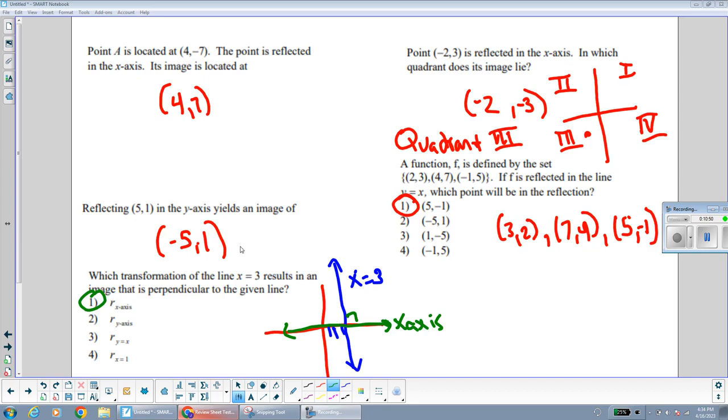If it was y equals 3, that would have been a horizontal line going through the y coordinate of 3. So x equals a number that's vertical, y equals a number that's horizontal. So since it was a vertical line, I want a horizontal line because that's what's going to be perpendicular to a vertical line. And the only horizontal line here was the x-axis. The y-axis is a vertical line. X equals 1, that's another vertical line. Y equals x, that's a slanted diagonal line.